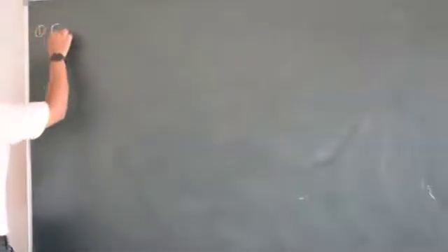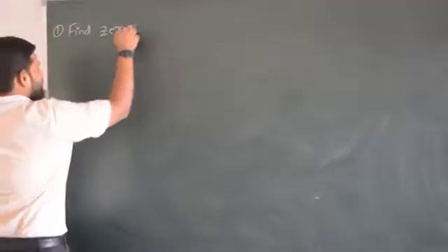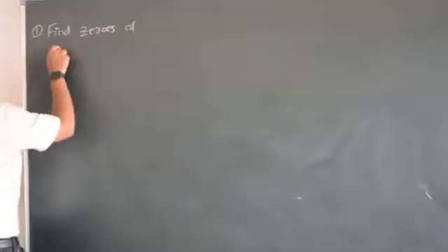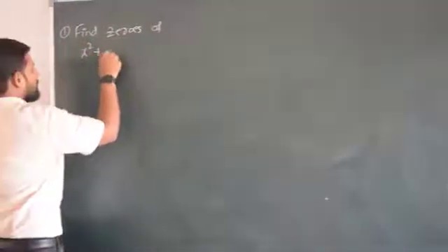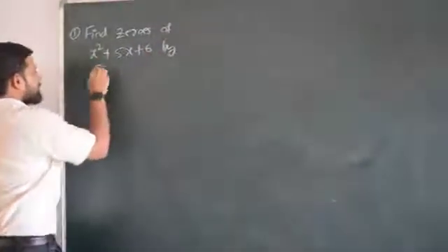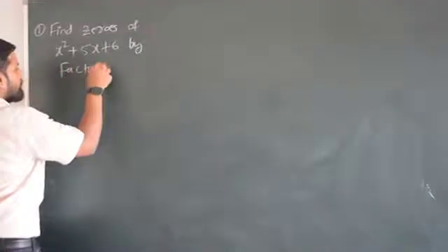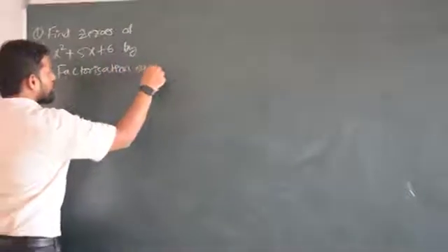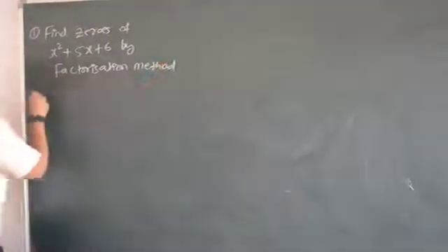Okay. Write down the first question, my dear children. They will ask you a question like this. Find the zeros of, zeros means solution, that's it. Find the zeros of x square plus 5x plus 6 by factorization method. By what method? By factorization method. These kind of questions are also there. That's why I am telling you.